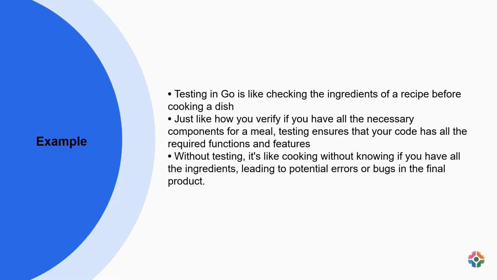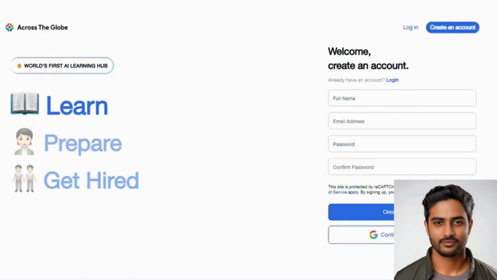Testing in Go is like checking the ingredients of a recipe before cooking a dish. Just like how you verify if you have all the necessary components for a meal, testing ensures that your code has all the required functions and features. Without testing, it's like cooking without knowing if you have all the ingredients, leading to potential errors or bugs in the final product.